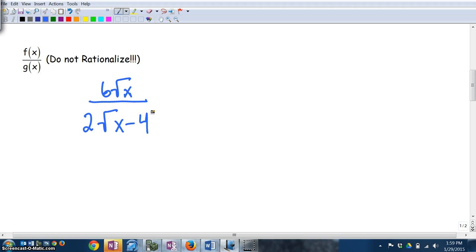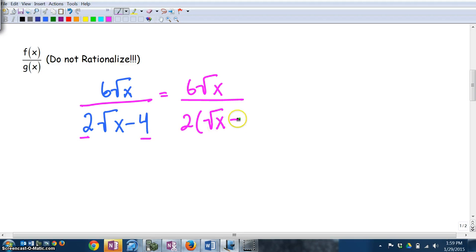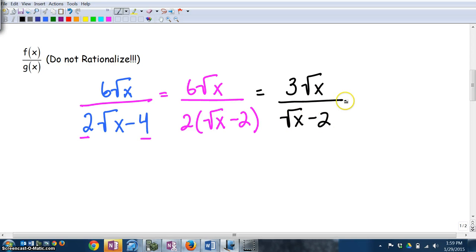And please, please, please don't make Miss Bramer super sad and cancel these and say that it's a 3. We can't do that because we have subtraction here. However, you should notice that your bottom terms, you do have a GCF of 2. So we can take this 2 out, and you'll have this. Now you have multiplication. 6 divided by 2 is 3 root x over root x minus 2. And this we're going to leave.